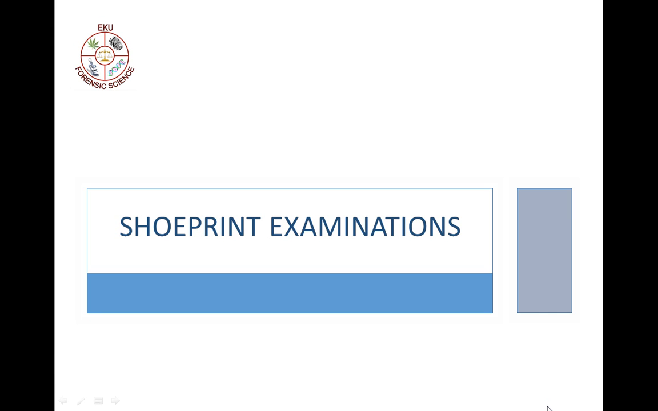Welcome to the next topic of Module 7, Shoeprint Examinations. We will begin by discussing the two types of shoe prints which are encountered at crime scenes. We will also discuss the various methods of collection of shoe prints, and then finally we will discuss the class and individual characteristics for shoeprint examinations.